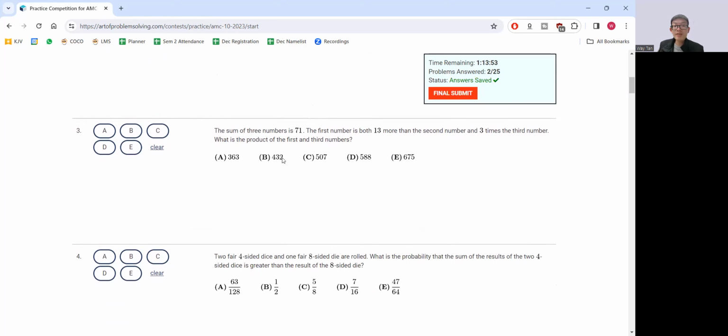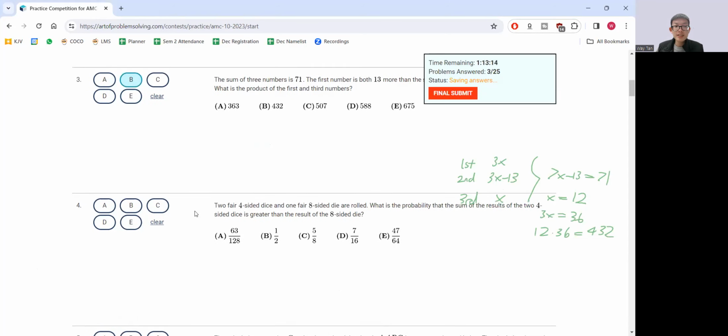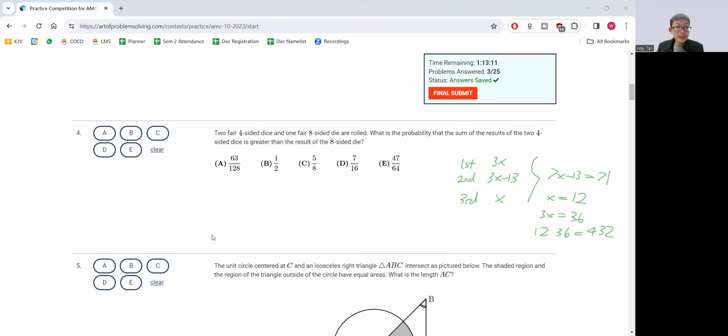Question 3. The sum of 3 numbers is 71. The first number is both 13 more than the second number and 3 times the third number. This feels like a very familiar kind of question. Okay, let's say the third number is x. The first number is 3x. The second number is 3x minus 13. 7x minus 13 is 71. x is 12. 3x is 36. 12 times 36 is equal to 432. I'll just circle it, right? Forget that I'm on an online platform. So be it. And I forget that I need to erase my annotations every time.